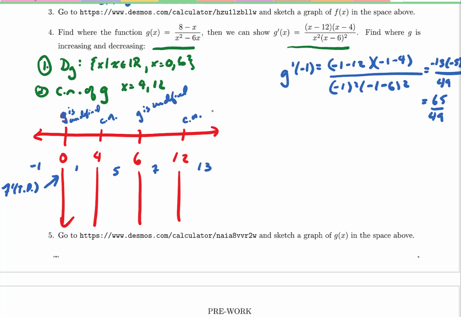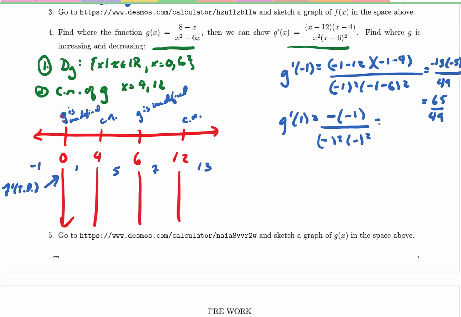I'm just going to look at the sign. So if I plugged 1 into the first derivative, if we looked at g prime of 1, well, let's see here. We would have 1 minus 12, that would be -11. I don't care about that. It's negative. And then we have 1 minus 4. Again, that's a negative number, all over a negative number being squared, and another negative number being squared.